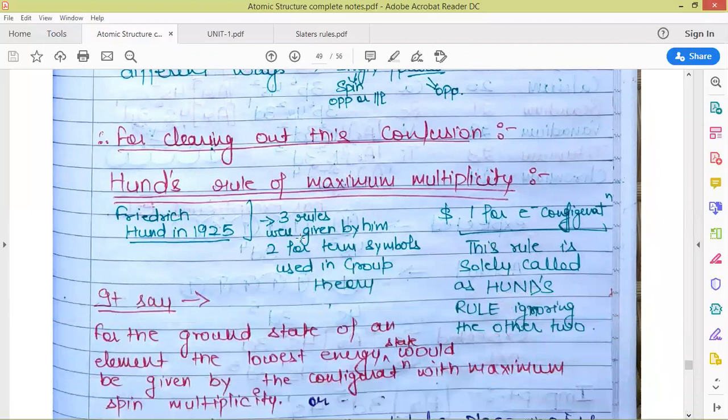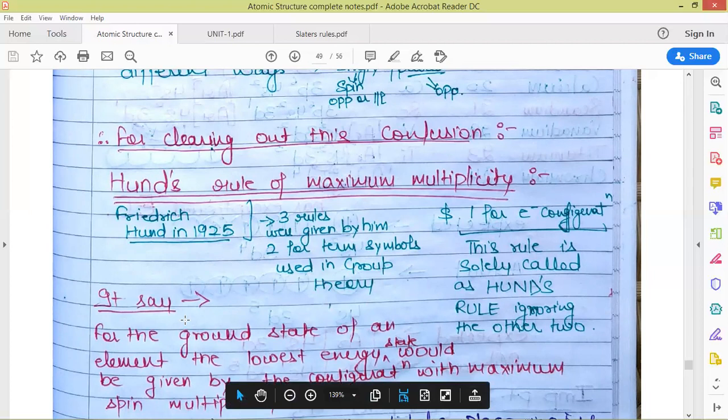In total he gave 3 rules. The two other rules are meant for group theory and term symbols, which we'll be studying in the group theory part, which is not in your syllabus right now, or not of your concern right now. So we'll just do the most important rule, which is solely called Hund's rule, ignoring the other two rules. The complete name is Hund's rule of maximum multiplicity.